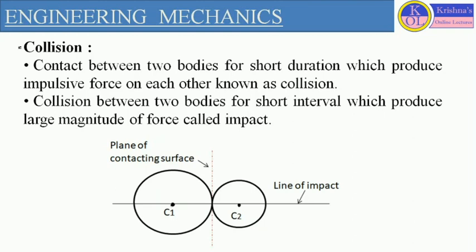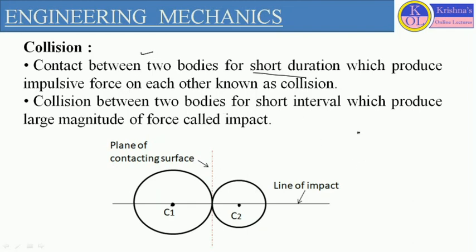Collision we generally define as an instant of one moving object striking violently against another object. If we are considering two bodies or two objects which are moving towards each other and then both objects strike for a very short duration, that strike will produce impulsive force on each other. So this particular phenomenon is called collision.